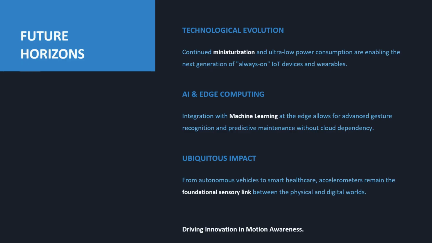Conclusion. To summarize, an accelerometer sensor is a powerful device used to measure acceleration, motion, vibration, and orientation. Its operation is based on Newton's second law, using a proof mass and sensing mechanism to convert motion into electrical signals. Because of their wide range of applications, accelerometers have become one of the most important sensors in modern electronics and IoT systems.